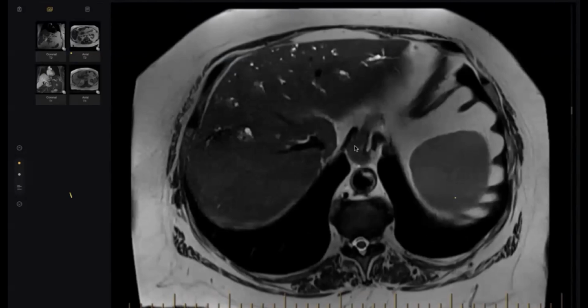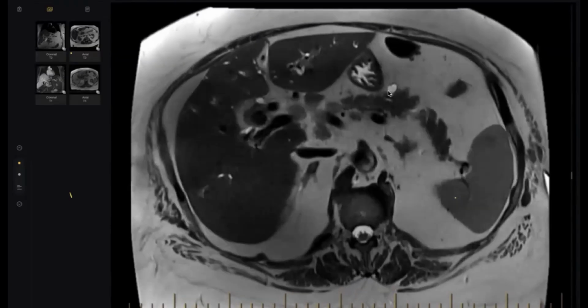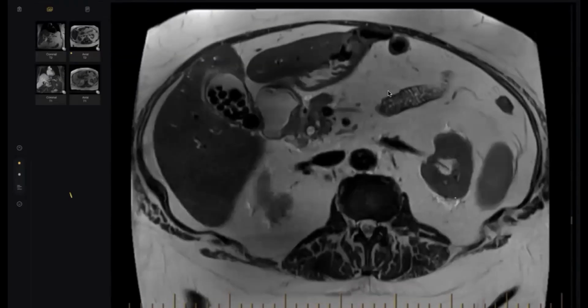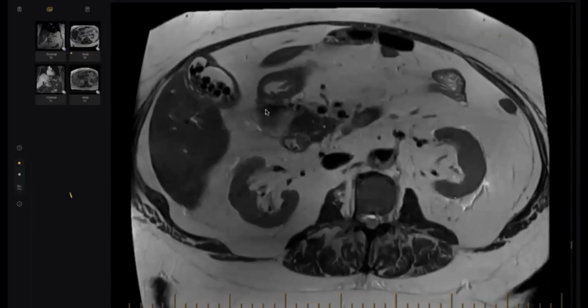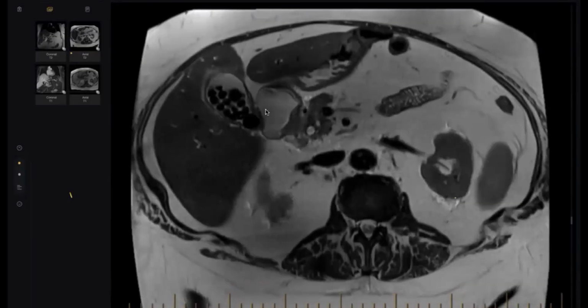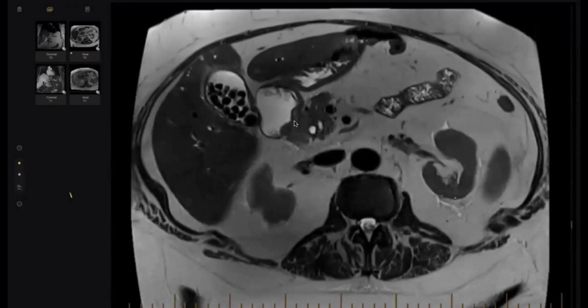This is the gastroesophageal junction. Follow it, please. Stomach. Follow, follow. This is the pylorus, this is the first part of the duodenum, and then this is the second part. Here, see, there is sessile thickening.